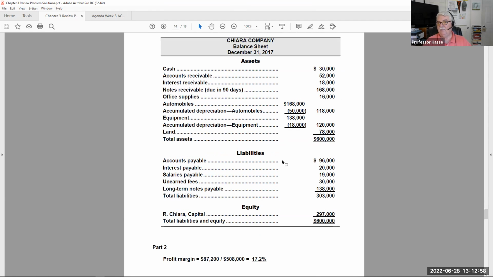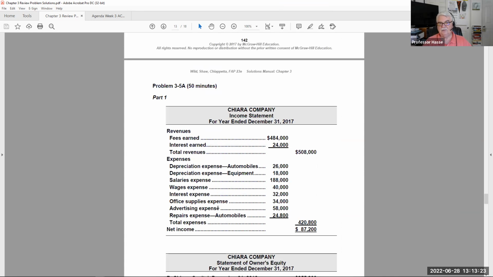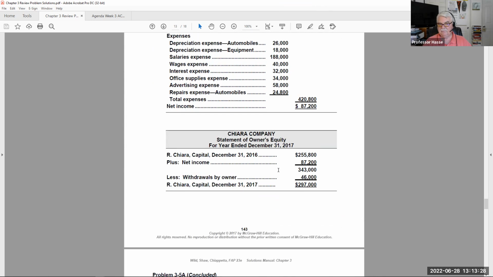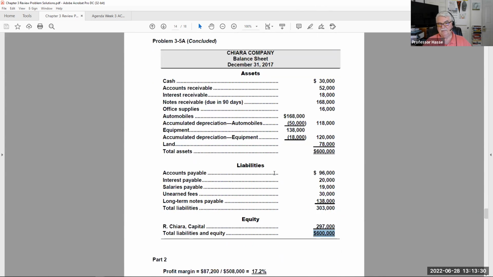So you go back to the adjusted trial balance and you list all the asset accounts, all the liability accounts, and then that capital account that we just calculated, and golly, $600,000 of assets equals $600,000 of equity and liability. Those are the three financial statements, and you notice they all work together. The profits go to the equity, go to the balance sheet. And notice how I reported the assets.